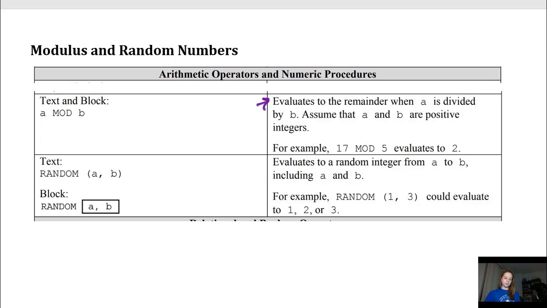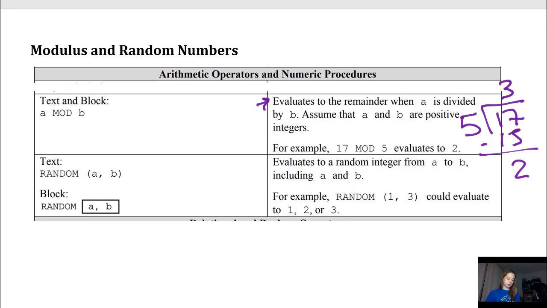So for example, 15 mod 5, or 17 mod 5. So you have 17, you divide it by 5. Say it goes in 3 times, and the remainder is 2. So 17 mod 5 evaluates to 2, the remainder.